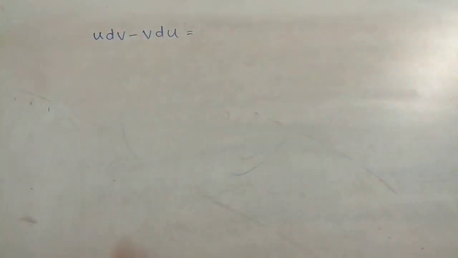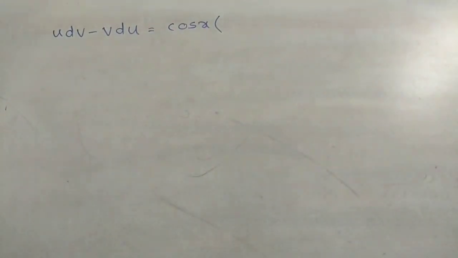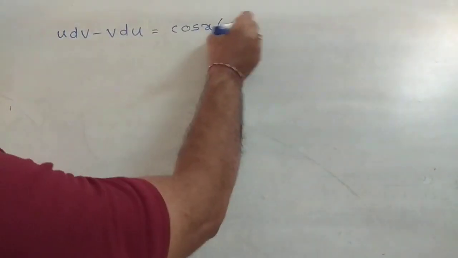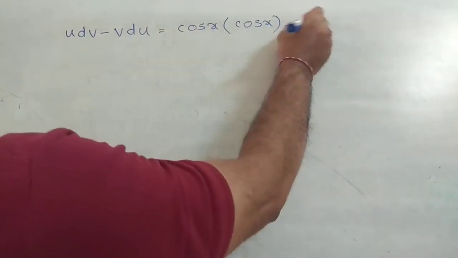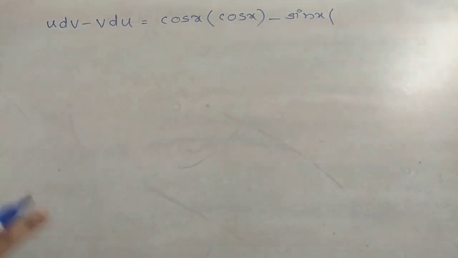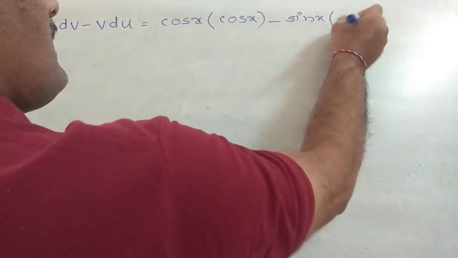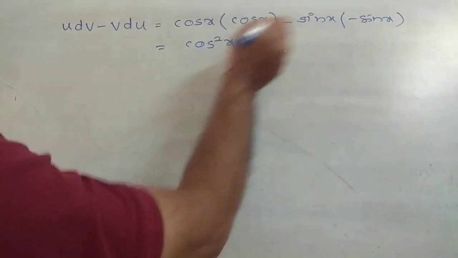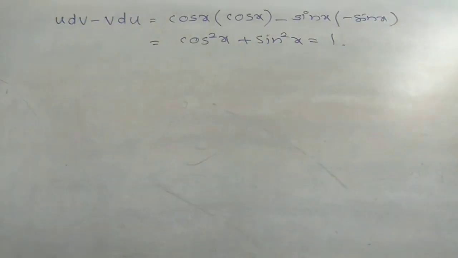So what about the u? U is nothing but it is cos x. dv means derivative of v. V is nothing but it is sin x. Sin x derivative, again it is cos x. Minus v as it is, that v is nothing but sin x. du, that means derivative of u. U means cos x derivative, minus sin x. So just I am making the simplification, cos square x plus sin square x, that becomes the value is 1.